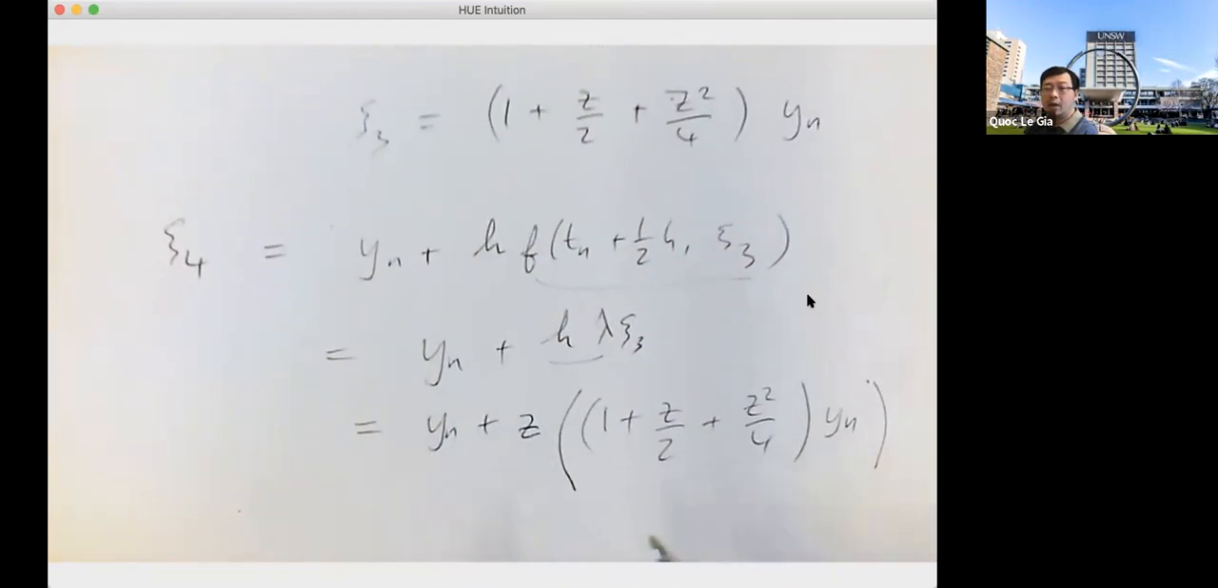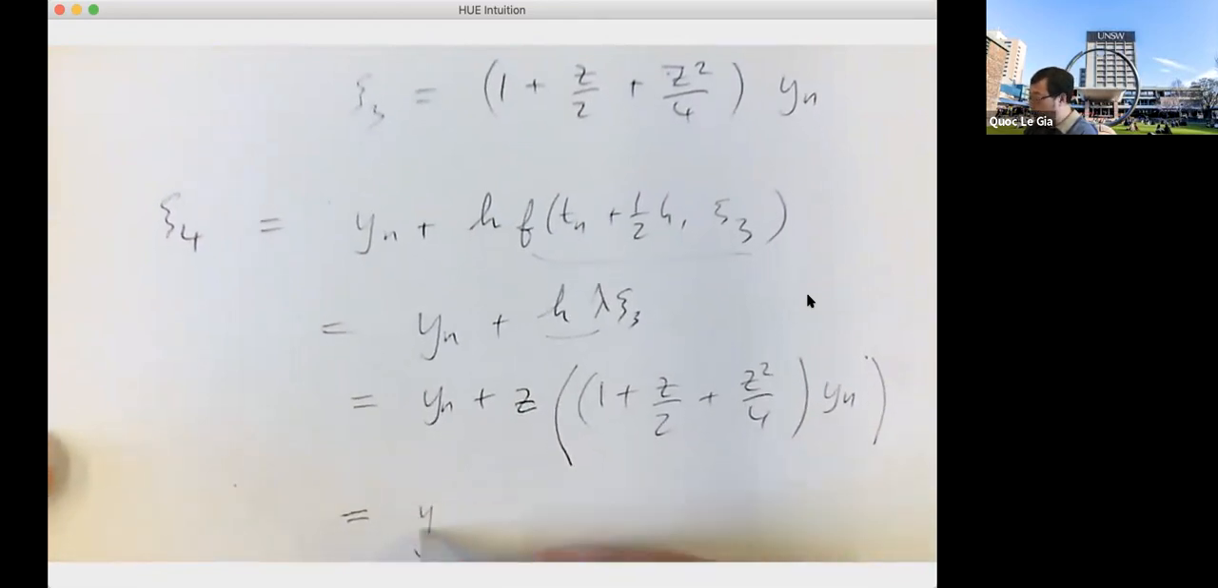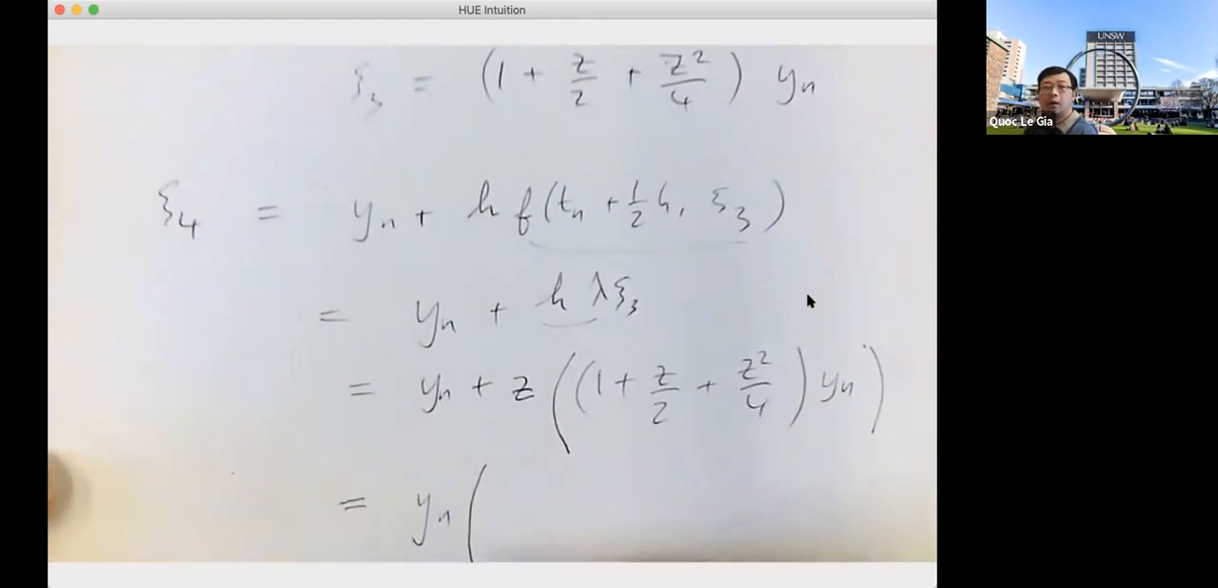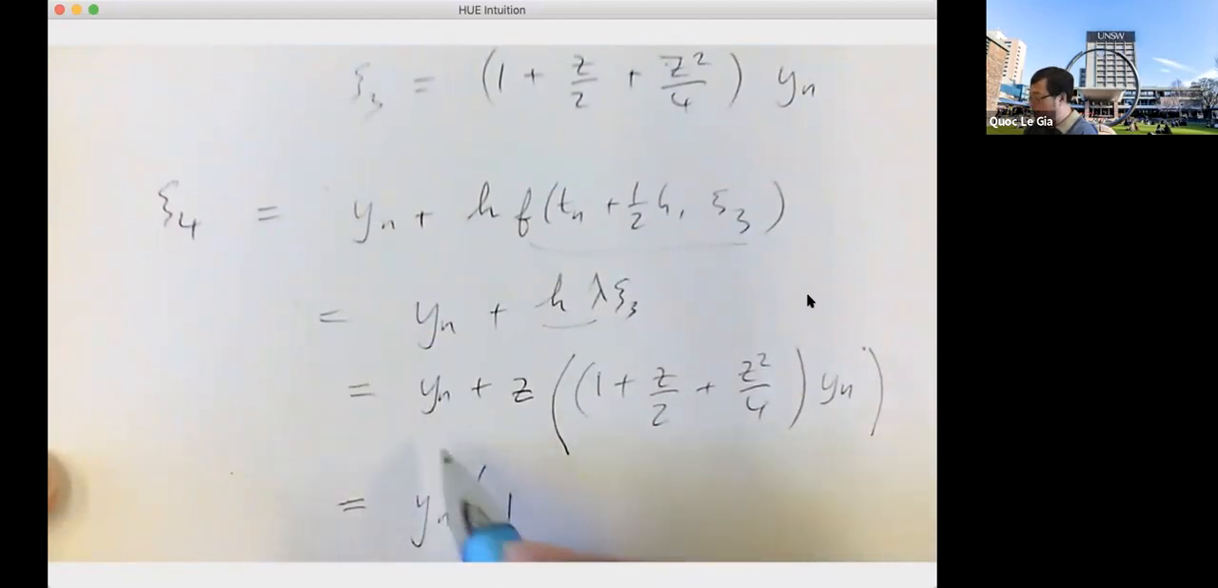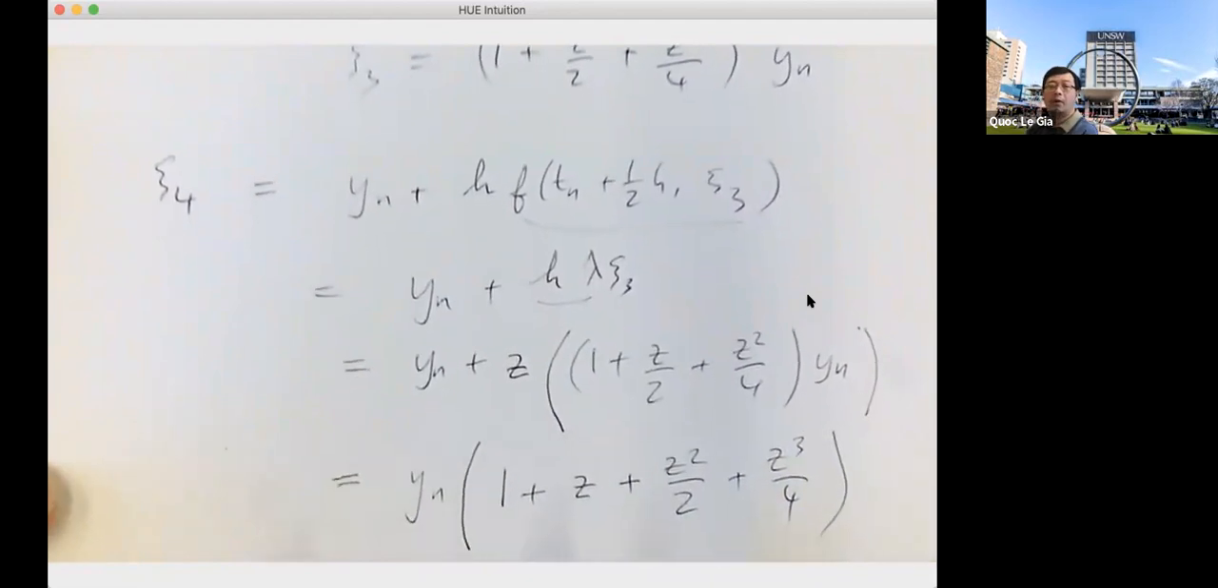And now I expand it out. I know that yn now is a common term, so I just put yn in the front here, and I have 1 here for this one, plus z squared over 2 plus z cubed over 4. Because you expand it out, right? This one gives you z, this one is z squared over 2, z cubed over 4. Okay, and so this one is xi4.